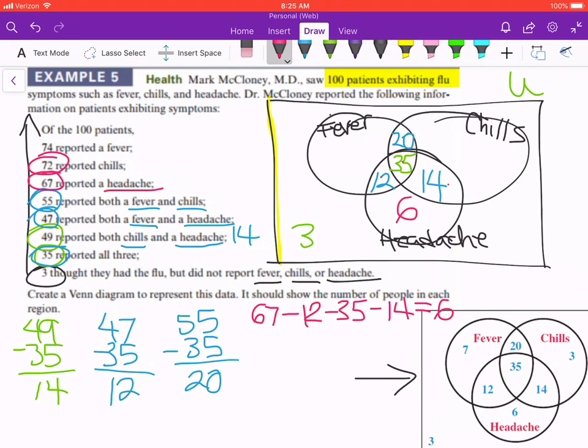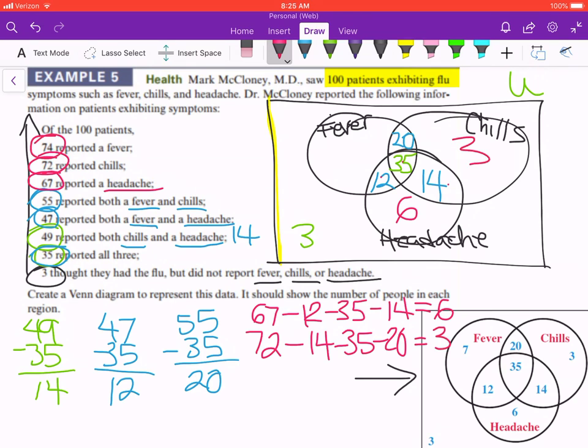Then we move on to 72 people reported to have chills. So 72, but we need to subtract, of course, 14, 35, and 20, and that will give us 3. So just for chills, 3 people.